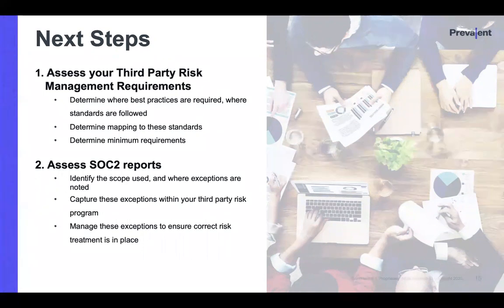So once you receive that SOC 2 report, through the report, we identify the scope that's been used, and where exceptions are noted. Does the scope meet our expectation of what is being supplied by the third party? Has the auditor provided indication of where there are exceptions to the rule, where exceptions have been identified, and where there are gaps in processes and policies and systems?